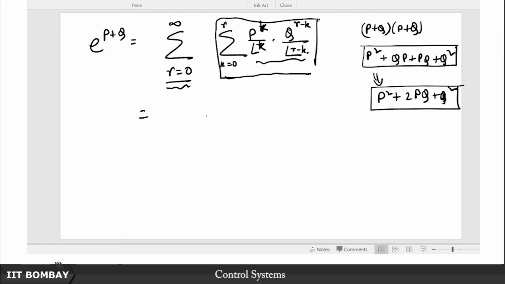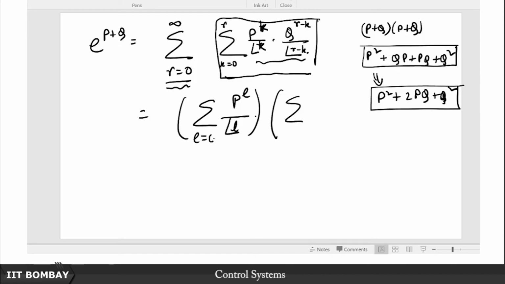So therefore, isn't this like I can take any power of p, say p to the power l upon factorial l, and I can multiply with it any power of q, where l could be anything going from 0 to infinity, and m could be anything going from 0 to infinity as well, where this is q to the power m by factorial m, right.